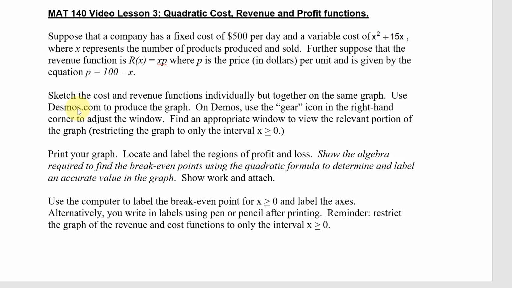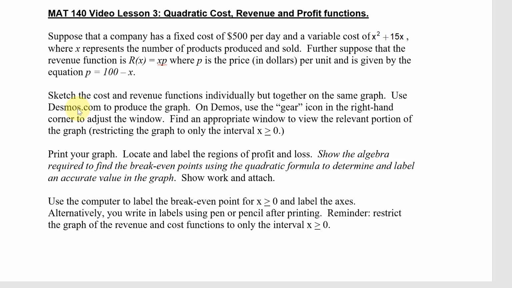On Desmos, use the gear icon in the right-hand corner to adjust the window, find an appropriate window to view the relevant portion of the graph, and that is particularly to restrict the graph to the interval where you've got x greater than or equal to 0, because x represents how many units of some product are produced and sold, and so it wouldn't make sense to have a negative number of units.